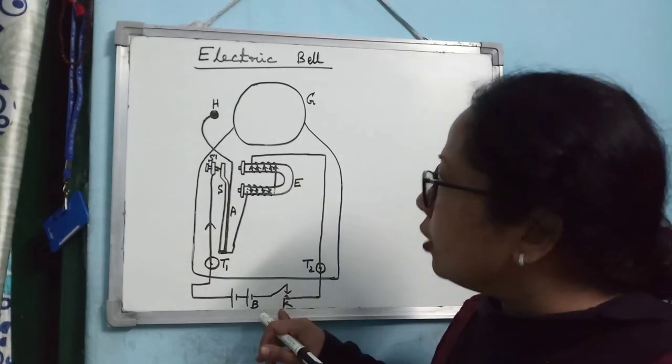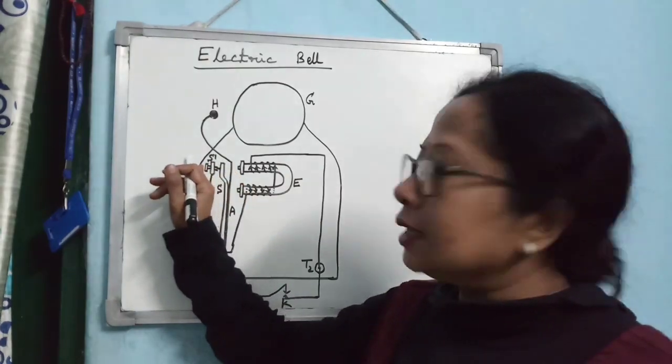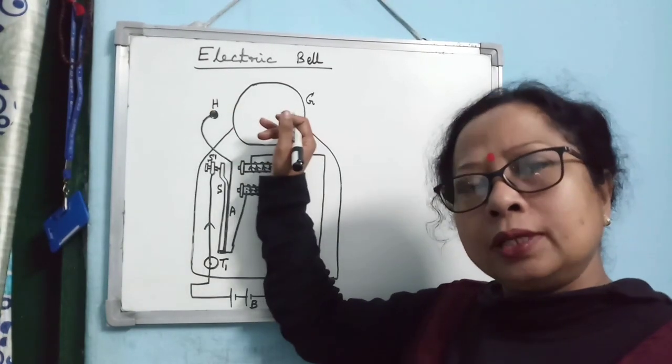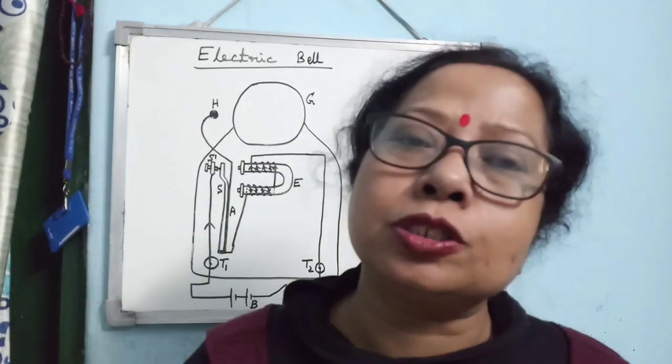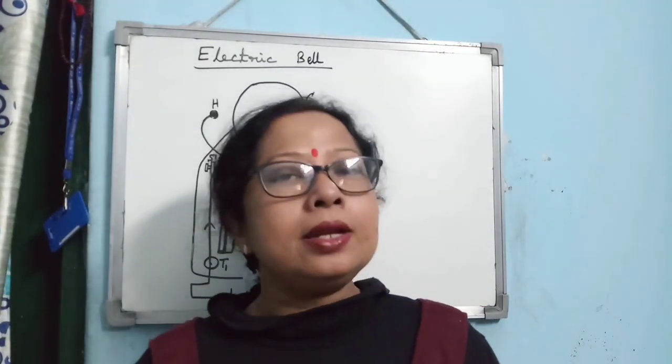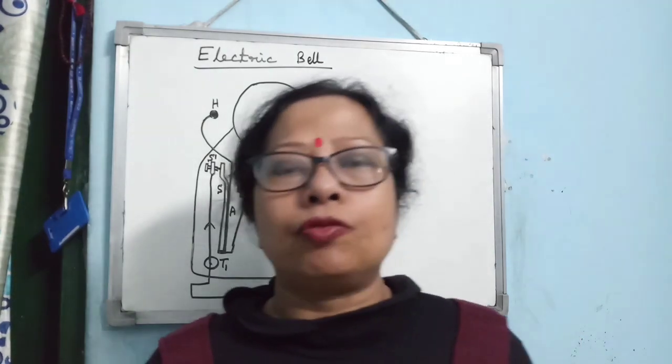So what is happening? Till the switch is on, the hammer will strike the gong, go back to its original position, again come near the gong and strike the gong. So the sound will be produced by the bell. Clear to everyone? So this is the way an electric bell originally works.